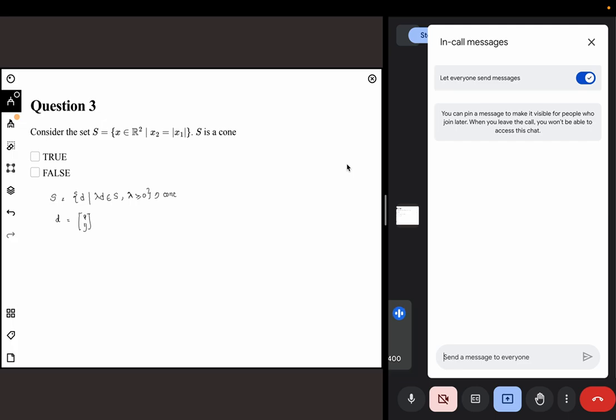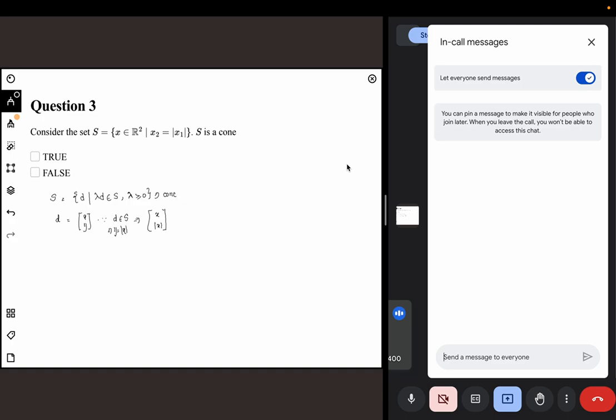So I'm saying that d belongs to this particular set. So I'm saying d belongs to it. So the relation between these two should hold. So y should be equal to mod x. So it should be something like this, right? d belongs to S implies y equals mod x.